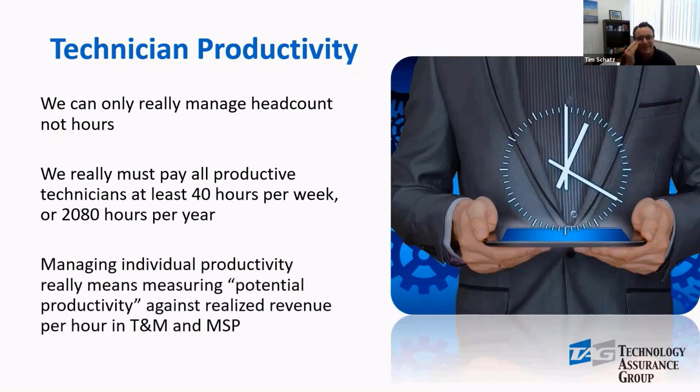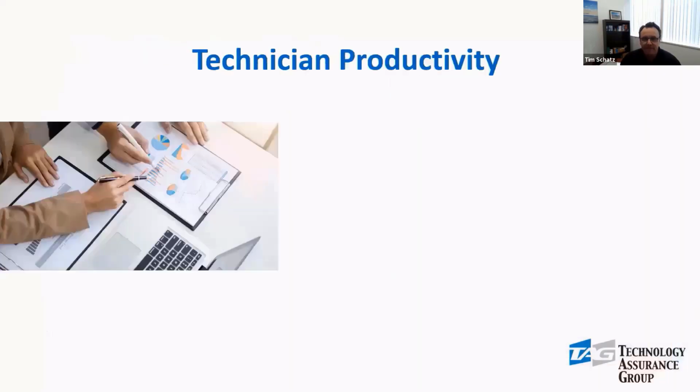So managing individual productivity is kind of a misnomer. It really means measuring their potential productivity, meaning how much business they should be able to absorb if we have enough business to give them. It's measuring the potential productivity against what our actual revenue is in T&M, hourly labor, and MSP. Because really in IT, those are the two labor-related places. Do we have enough hourly labor to give them? T&M, break fix, or project labor that's charged by the hour? And then how much revenue we're gaining from MSP and how many hours that should typically take.